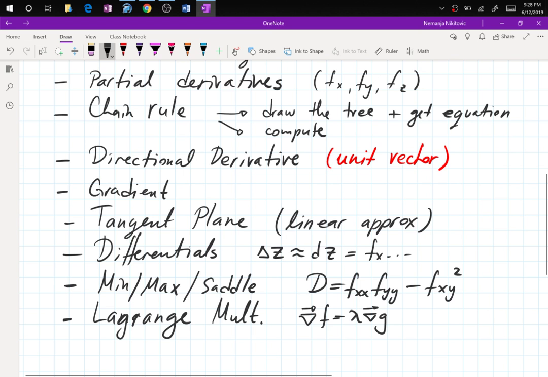Questions, concerns, suggestions to add any material?